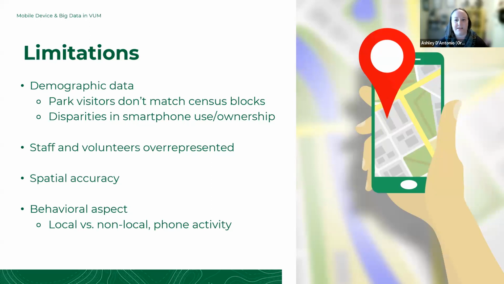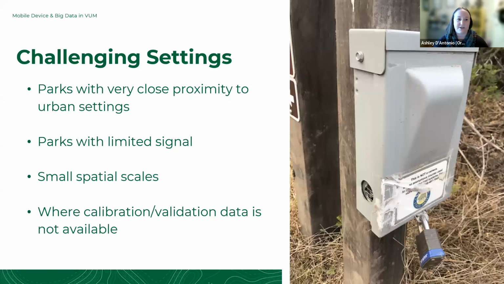So we just want to think about that behavioral aspect too. Some challenging settings are, again, I mentioned these and I'll illustrate some examples in a minute. Parks that are very close proximity to urban settings where the cell phone data can't necessarily distinguish a visitor to a park versus a non-visitor who might be in a nearby neighborhood or shopping complex. Parks with limited signal, again, because the accuracy is not going to be as good on that data as data from parks that have better cell phone coverage. Really, really small spatial scales, just like all of our data sets, doesn't work super well there.